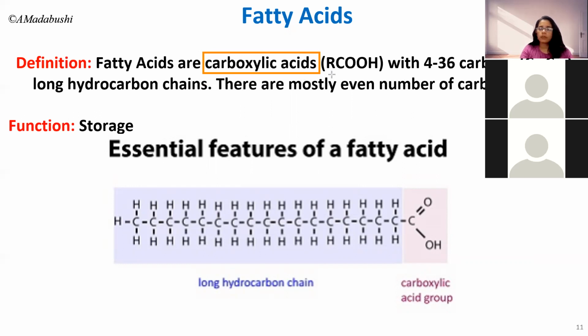So fatty acids are carboxylic acids, RCOOH, and they have a long chain of carbon, with an even number of carbons. There is 4, there is 6, there is 8. So that's a long, long hydrocarbon chain. And why is it hydrocarbon? Remember, there is hydrogen and carbon, and that's what makes it. Essentially the job is storage. When there's a fatty acid, that's the main job. It's used as a storage molecule in the body of animals, and even in plants.